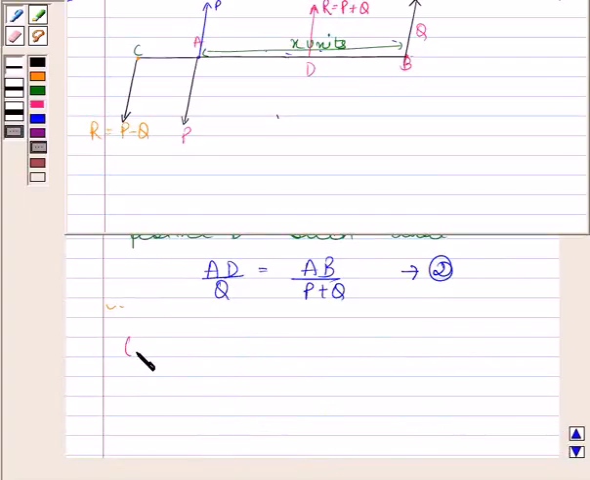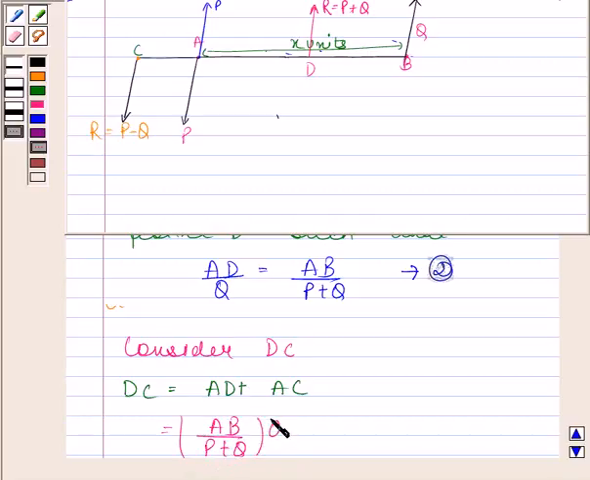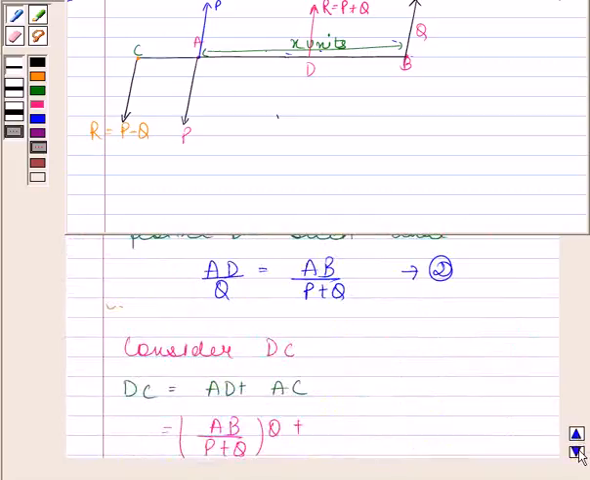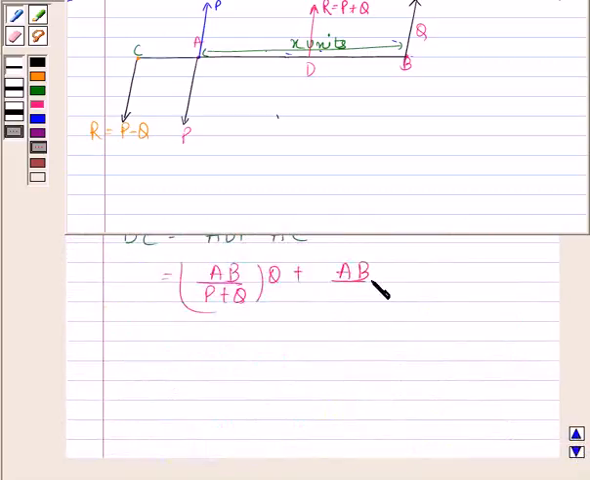Now consider DC. Now DC is equal to AD plus AC. From 2, we know that AD is equal to AB by P plus Q into Q plus, from 1, we know that AC is equal to AB by P minus Q into Q.